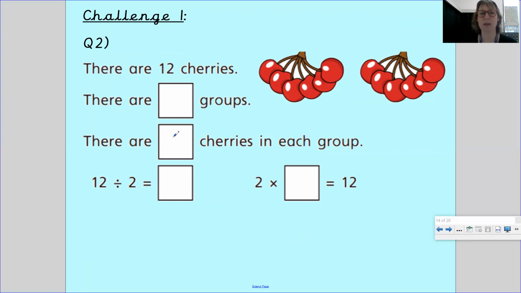So that's going to go there. So that's going to be the same answer. So 12 divided by 2. So 12 shared between the 2 groups gives you how many in each group? And it's going to be the same number there. 2 times what will give you 12? And you can do that on your fingers by counting and stopping at 12. So 2, 4, 6, 8, 10, 12.